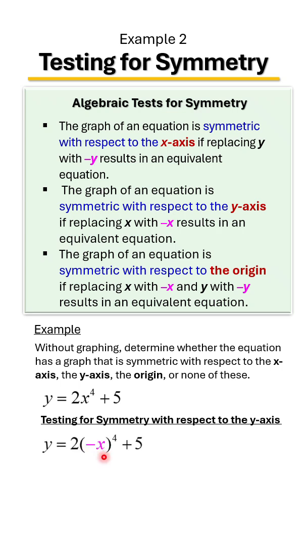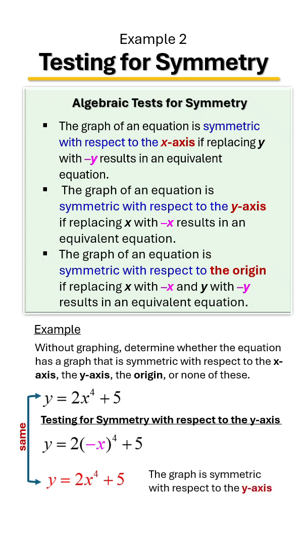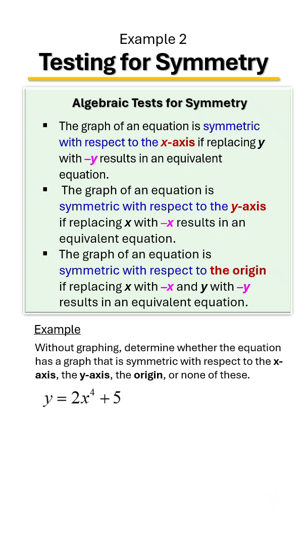Remember, an even number of negatives will always equal a positive, so when you multiply all this out, it will be 2x to the 4th power, which means that it is the same thing as what you started with. So we can conclude that the graph is symmetric with respect to the y-axis.